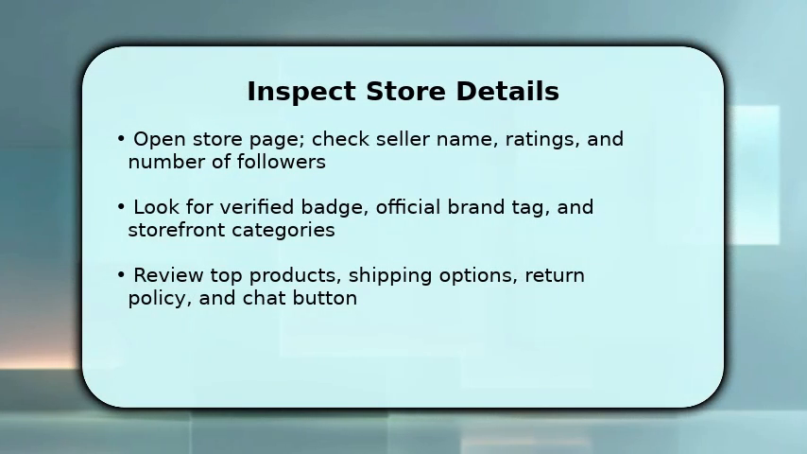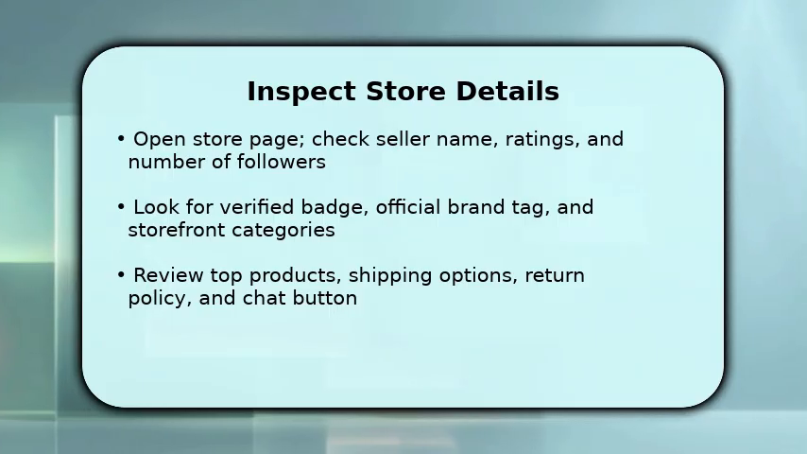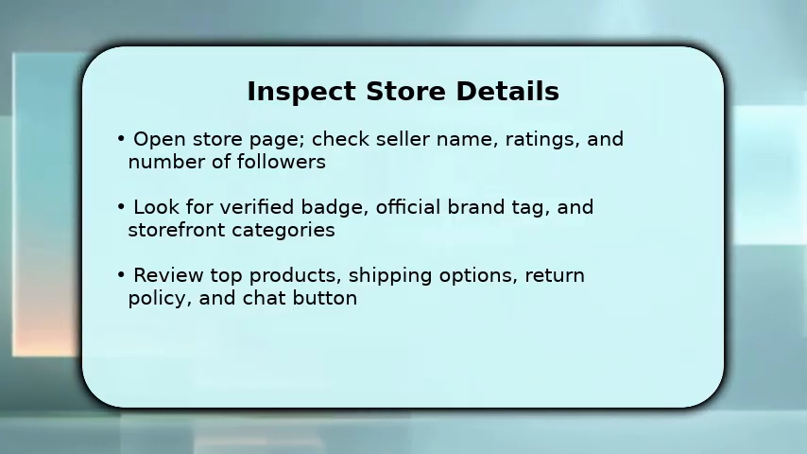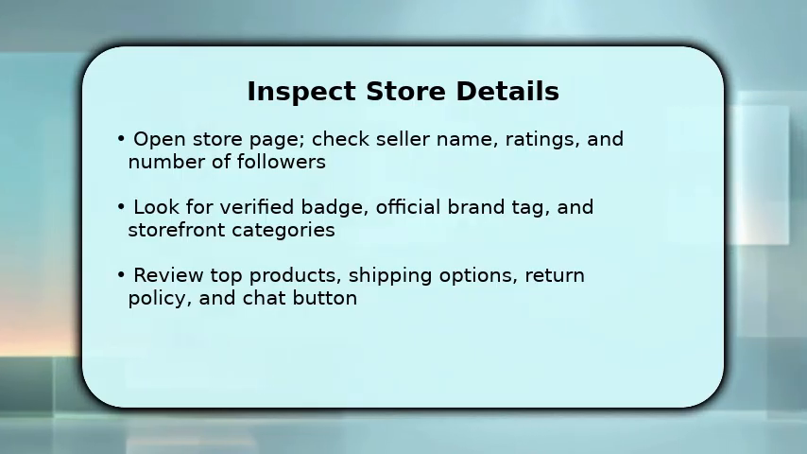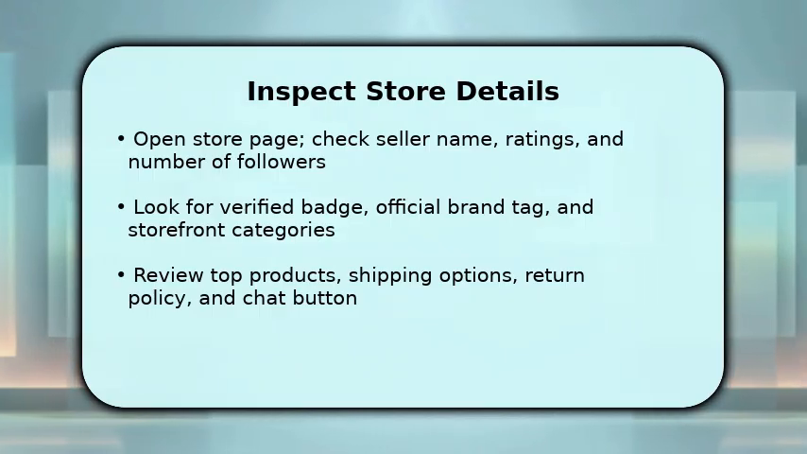You should now open each promising store page and look at the seller header, ratings, follower count, and whether it has a verified or official badge. Then scan storefront categories to confirm product range and check shipping regions and estimated delivery times. Use the chat button to ask quick questions about stock or authenticity. A responsive seller is a good sign. Also review recent product listings and customer reviews to confirm quality and consistent service before moving to checkout.